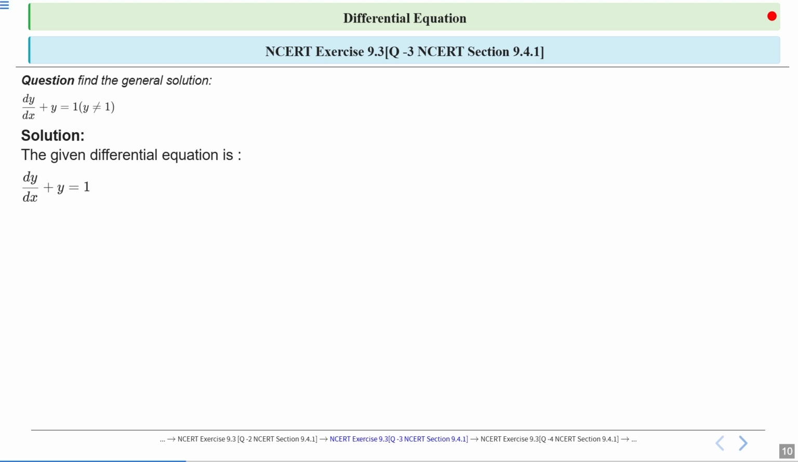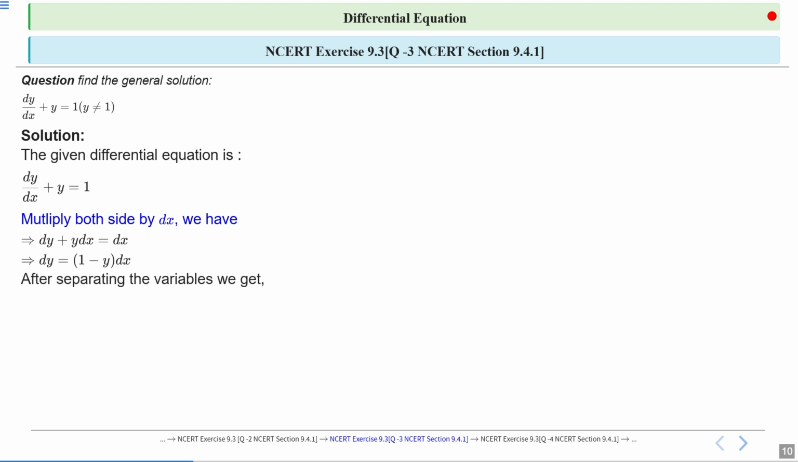So the given differential equation is dy by dx plus y is equal to 1. We multiply both sides by dx, and we have dy plus y dx is equal to dx. Now we try to separate the variables. We write the terms with x with dx and the terms involving the variable y with dy. So we take y dx from the left hand side to the right hand side so that we club the terms with dx. So dy is equal to (1 minus y) dx.